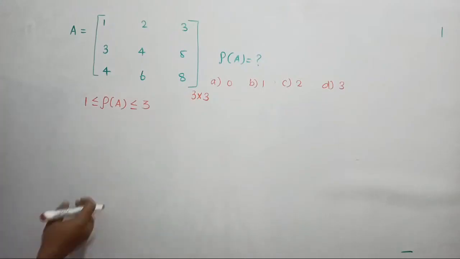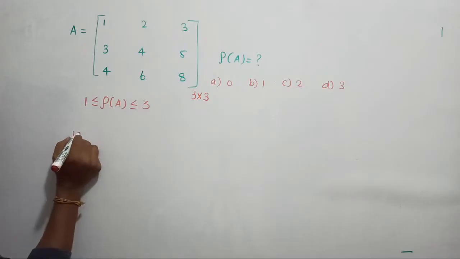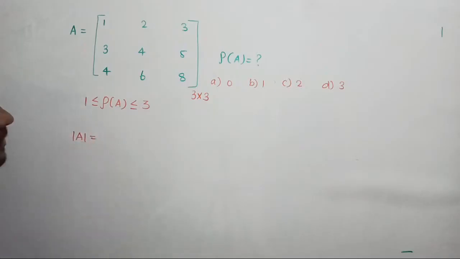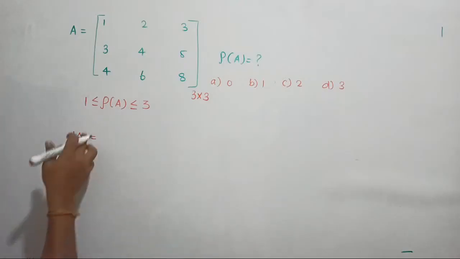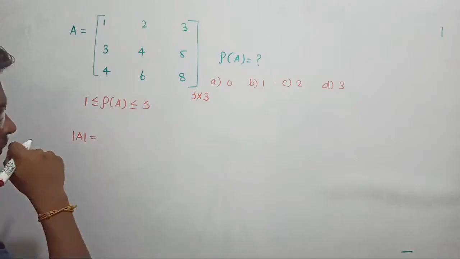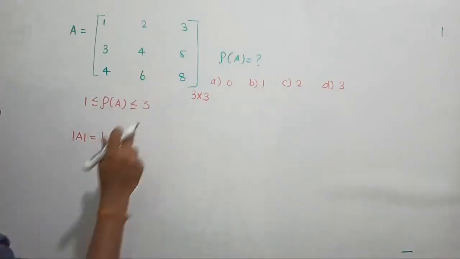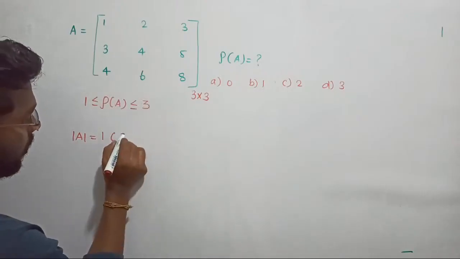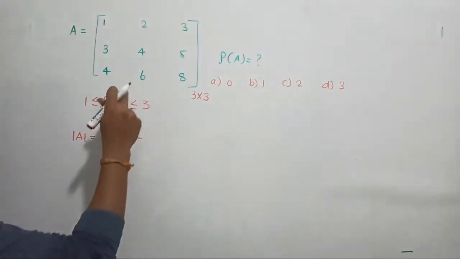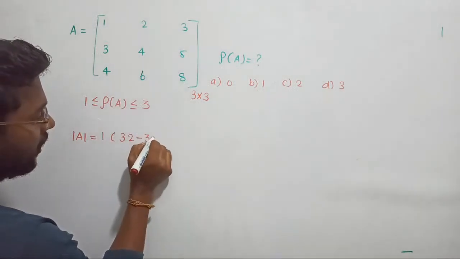Let's start. In order to figure out the correct answer, we have to find the determinant of the matrix. But we have to check whether the given matrix is singular or non-singular. So let's try. The determinant of the matrix is going to be 1 into 4 times 8, which is 32. Minus 6 times 5, which will give you 30.